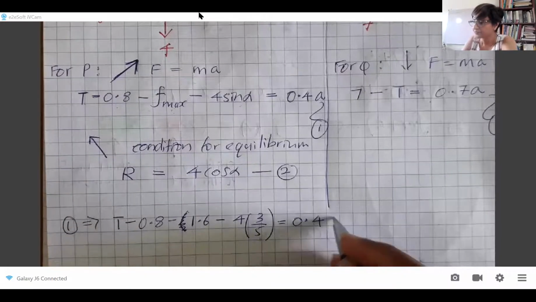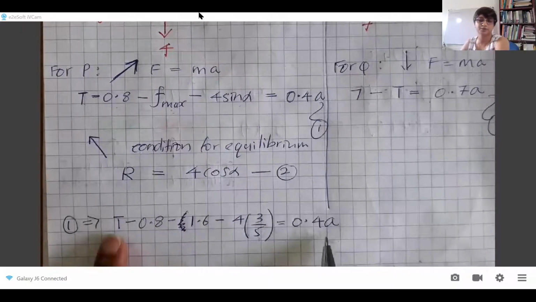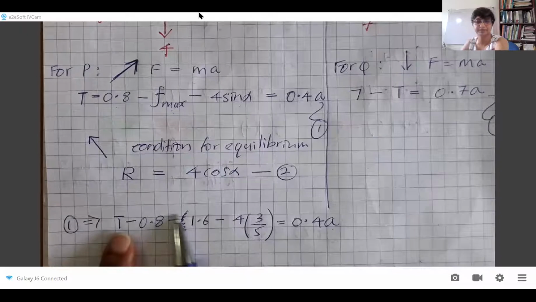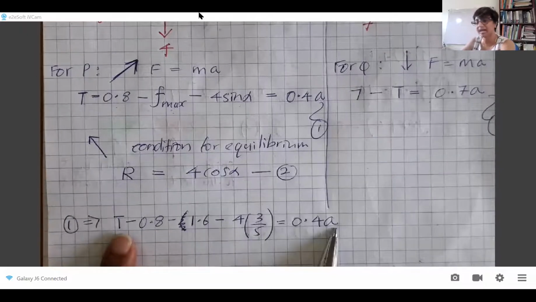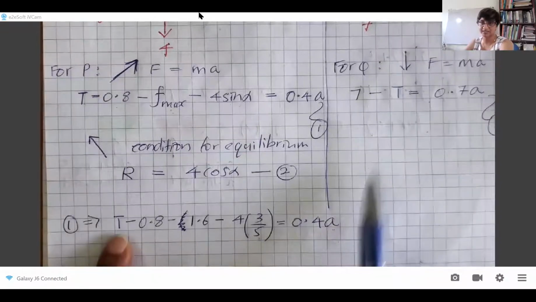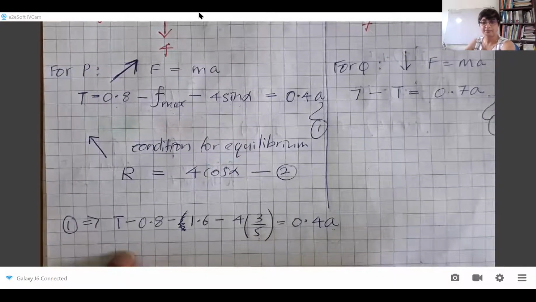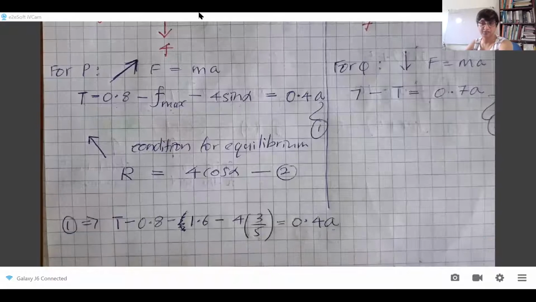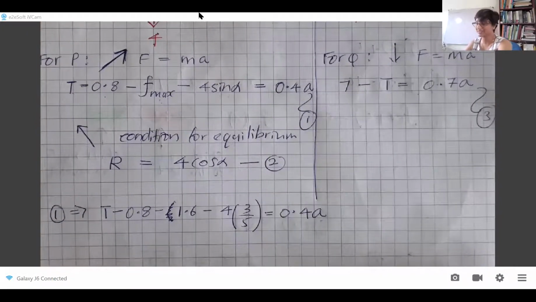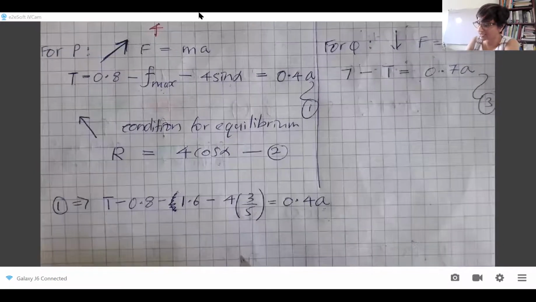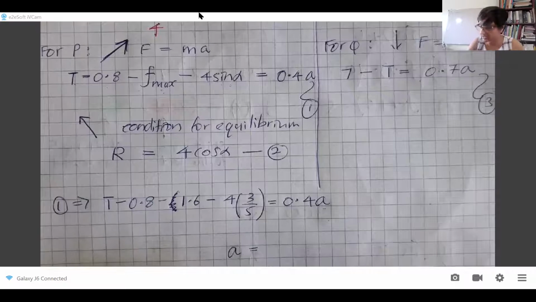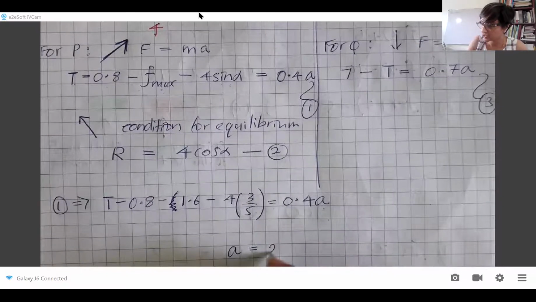So you can see that there are only two unknowns, tension and A. Everything else becomes just numbers. And then I have another equation with tension and A. So I can use them simultaneously to find A. I'm not going to do the algebra of solving these simultaneous equations. You have to do it and get the answer. A is how much? It is 2. Okay, so solve.